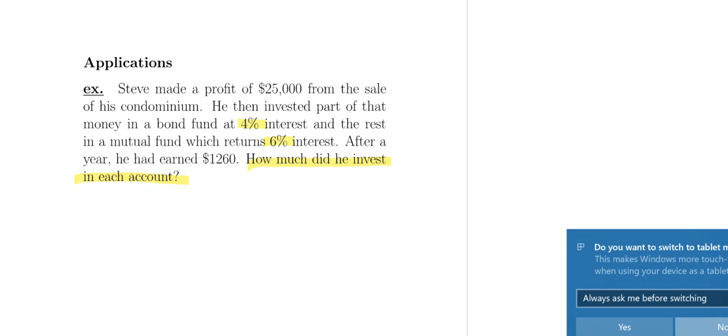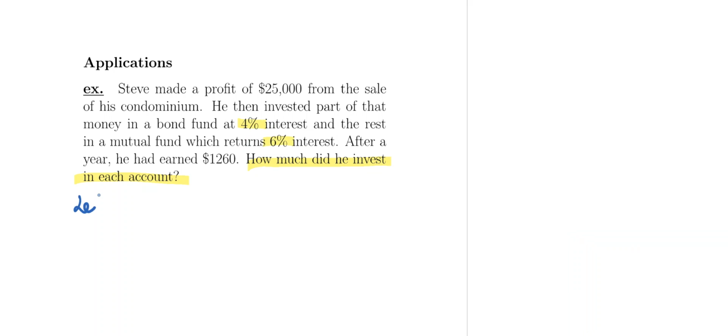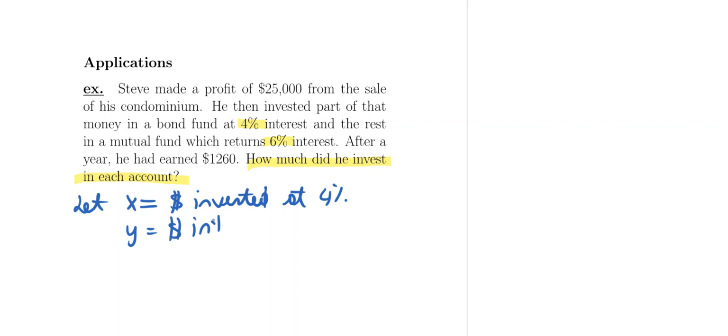So what we're going to do, we're going to let X equal the dollars invested at 4%, and then let Y be the dollars invested at 6%. And now we just have to write the system of equations in X and Y.